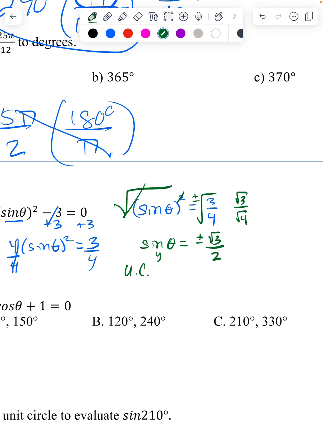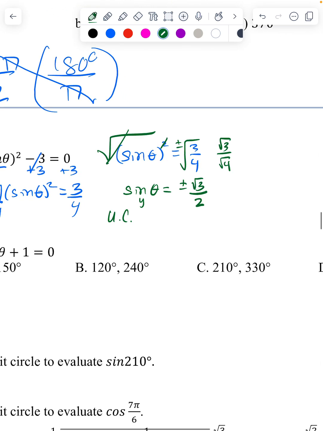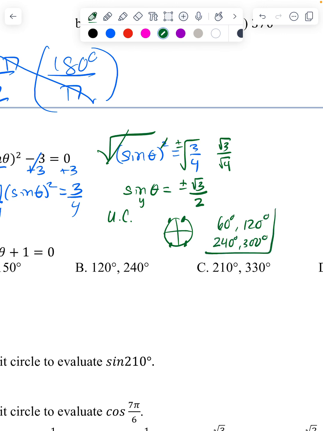So you're going to look for the y value and see where it has either positive or negative square root 3 over 2. And when I look for that, I find like here, here, here, and here, which is at 60 degrees, 120 degrees, at the bottom 240 degrees, and 300 degrees.